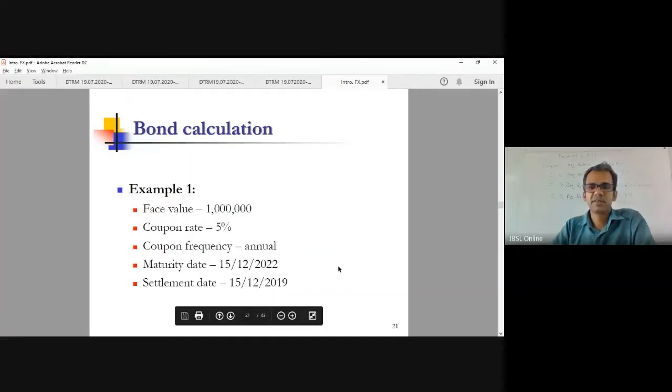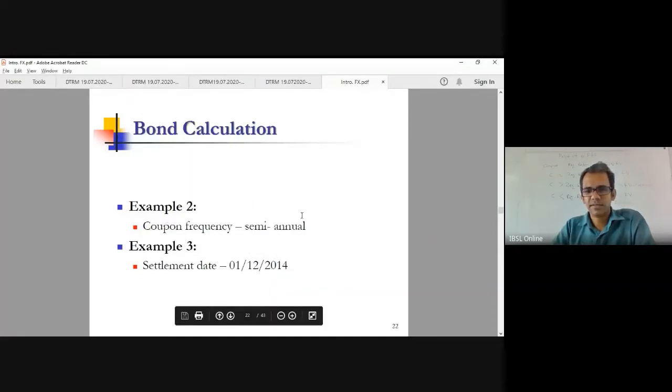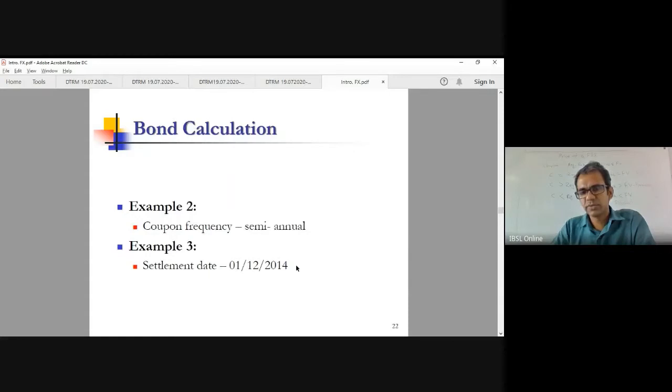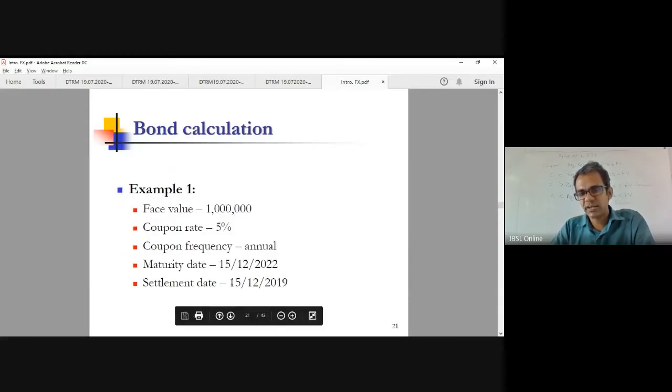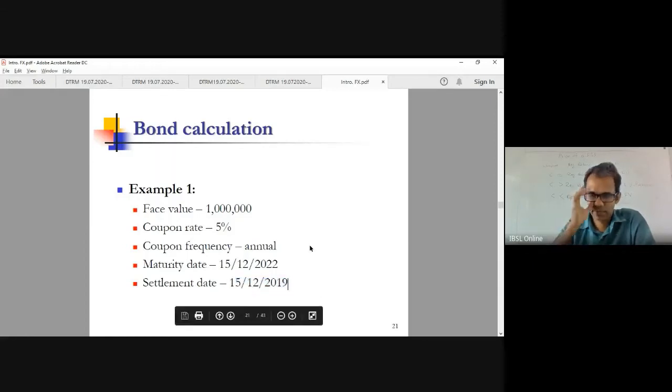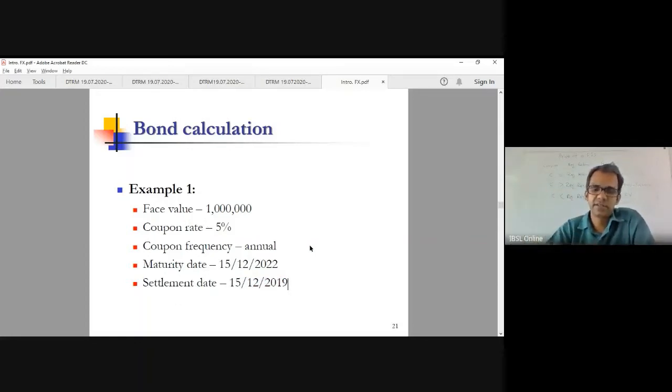So we discussed example 1 and example 2. Now let's move into example 3. What is the difference? The scenario I want to discuss here: in example 1 and example 2, you can see the settlement date is exactly on a coupon date. Then you have full periods, remaining full periods. That's why we were able to use the powers 1, 2, 3 likewise.